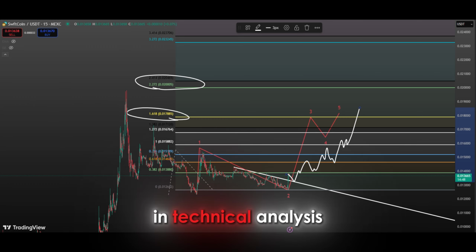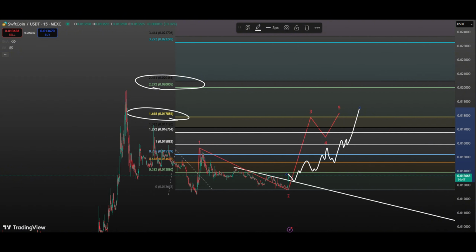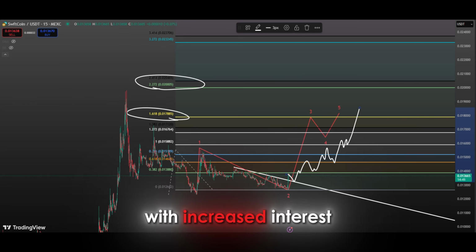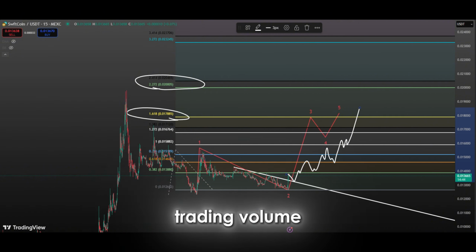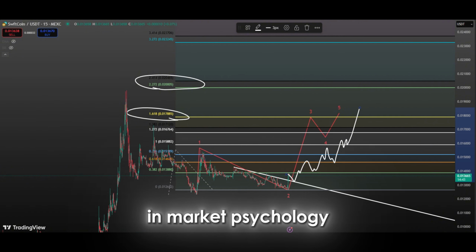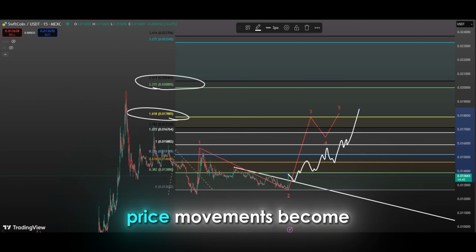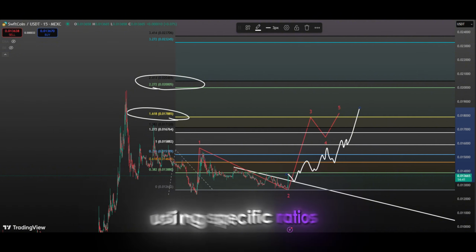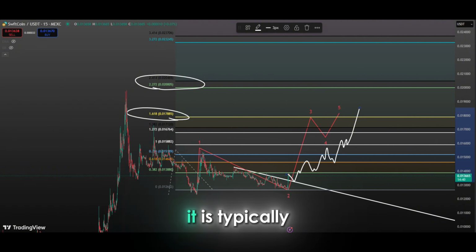In technical analysis, the third wave is always described as the longest and strongest wave. This is because by now, a much larger group of investors realizes that a new trend has started. With increased interest, significant growth in trading volume, and a shift in market psychology to the positive side, price movements become much more aggressive. The magnitude of the third wave is measured using specific ratios. It is typically expected to be at least 1.618 times the length of the first wave.